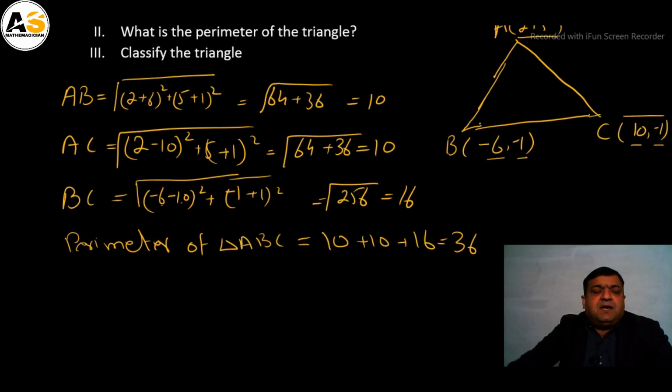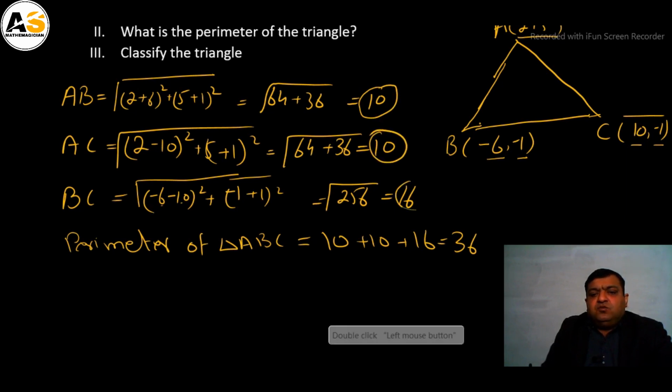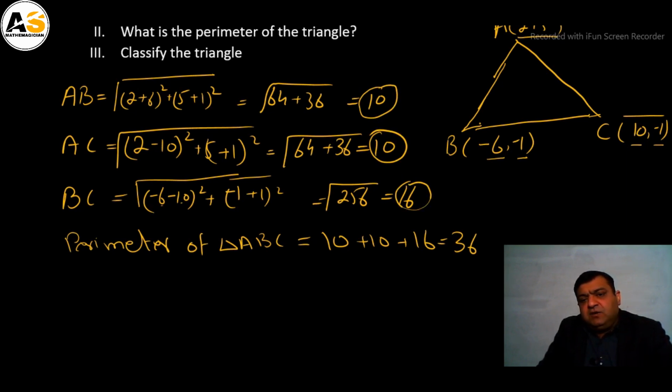In the third part, we are asked to classify the triangle. A triangle which has all three sides equal is called an equilateral triangle, and a triangle in which two sides are equal in length is called an isosceles triangle. You can see over here that there are two sides, AB and AC, which are equal in length. So we can classify this triangle as isosceles.